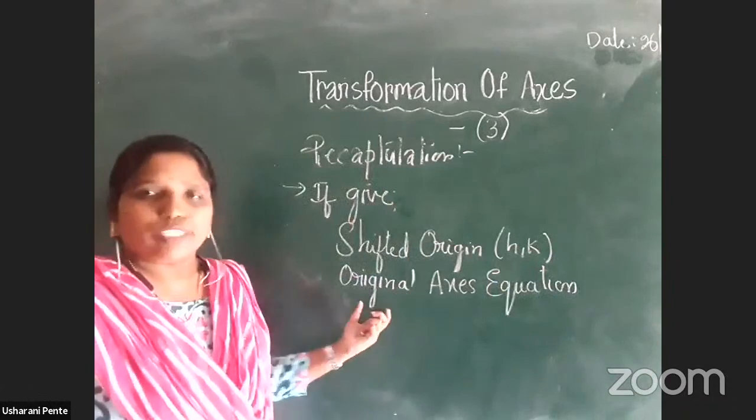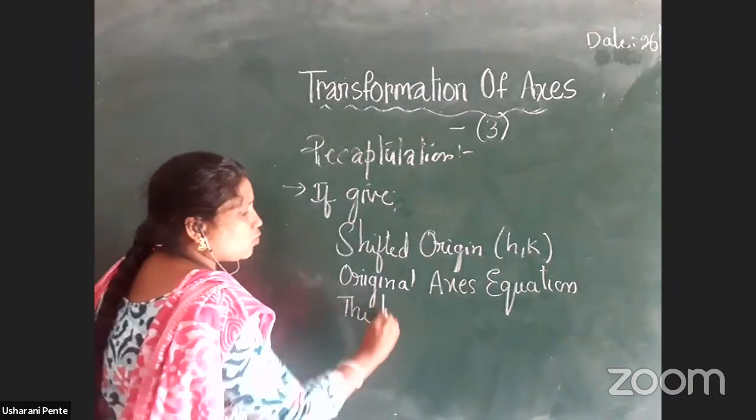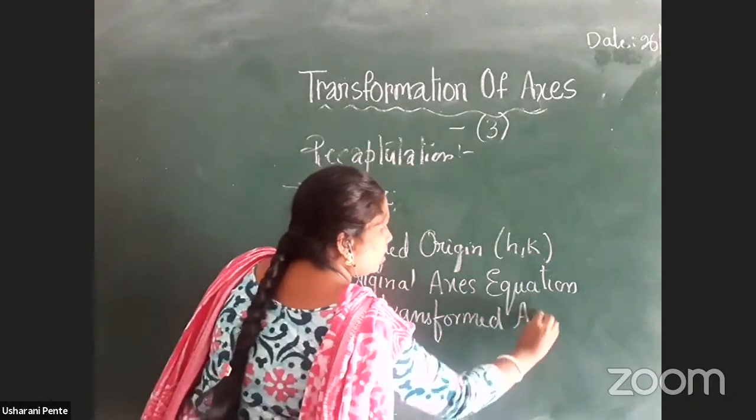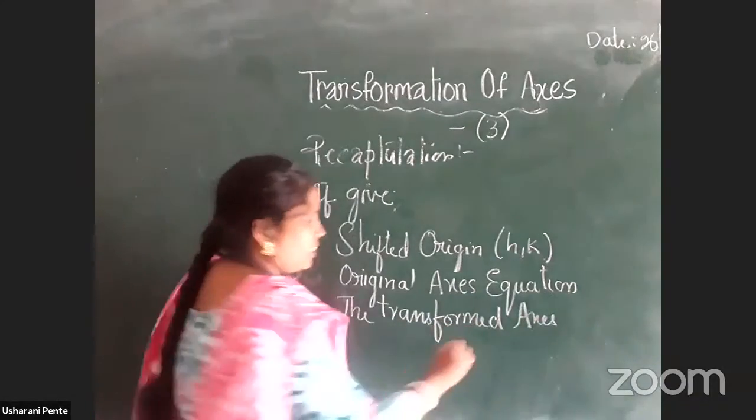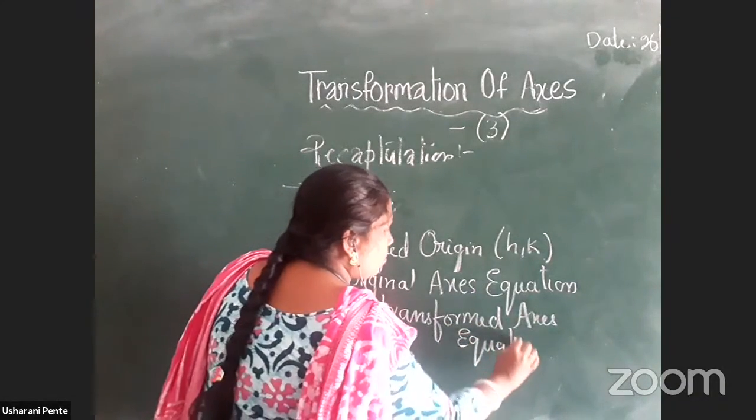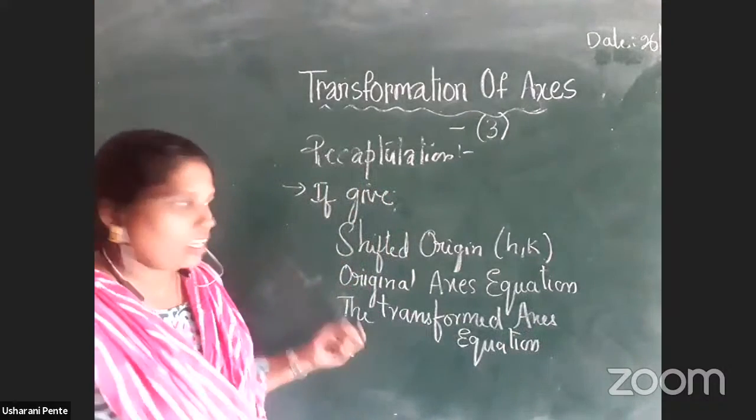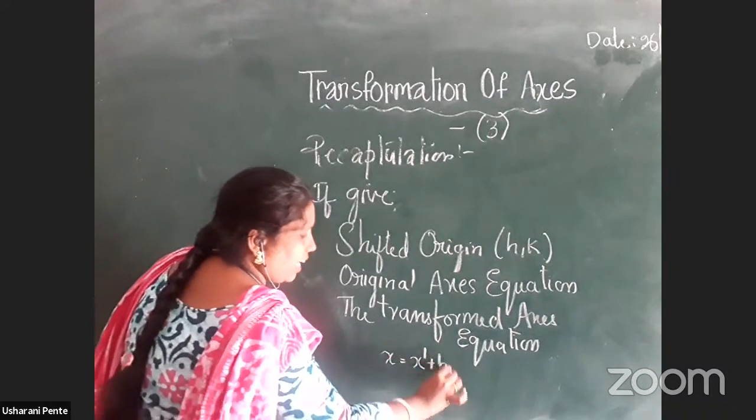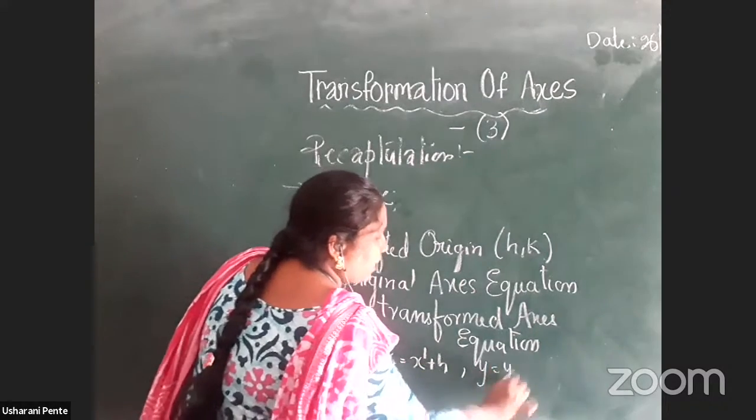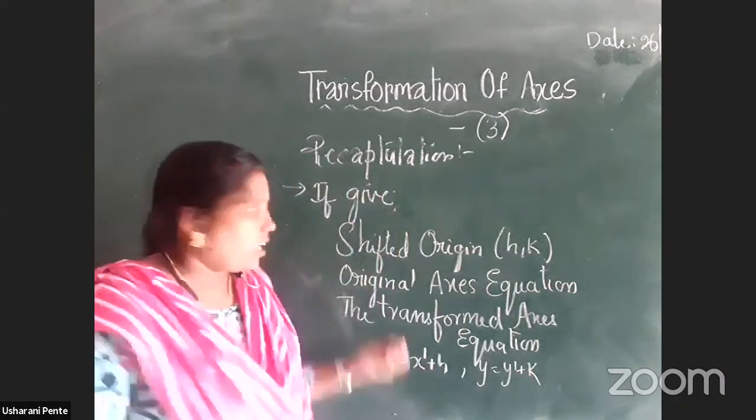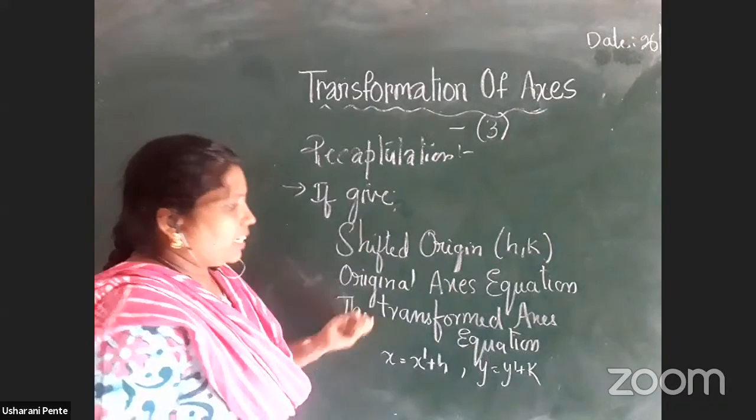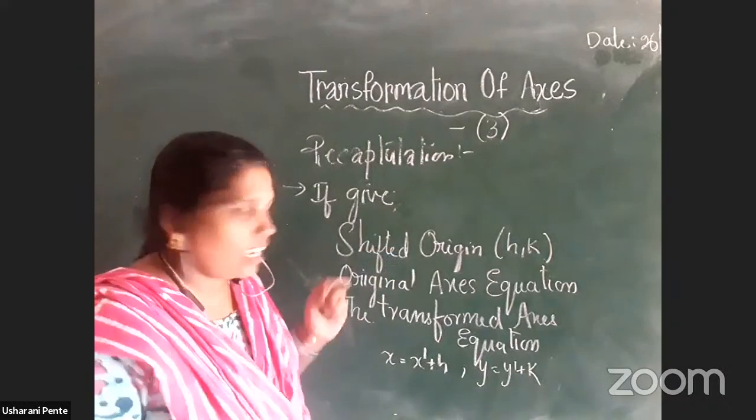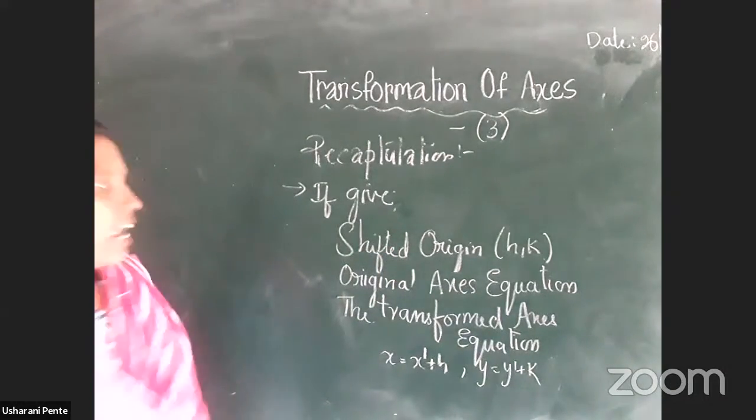then what we need to do? We need to find the transformed axis equation. How will we find the transformed axis equation? By substituting the point x is equal to x dash plus h and y is equal to y dash plus k in the original axis equation, we will get the transformed axis equation. This is the first one we discussed yesterday in the previous class.